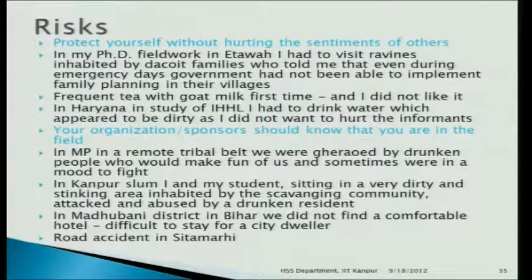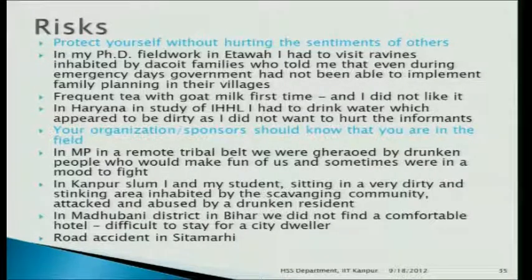In a Kanpur slum, I remember we were studying fertility. I and my student were sitting in a very dirty and stinking area inhabited by the scavenging community. This slum was created by the municipal corporation and was inhabited by the scavenging community, and we were attacked and abused by a drunken resident. So, these kinds of things may happen to you when you are in the field, and you have to be quite careful. You must carry medicines as far as possible, maintain hygiene, eat nutritious healthy food as far as possible, but without hurting the sentiments of your people.